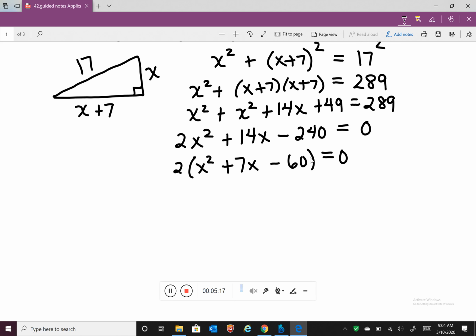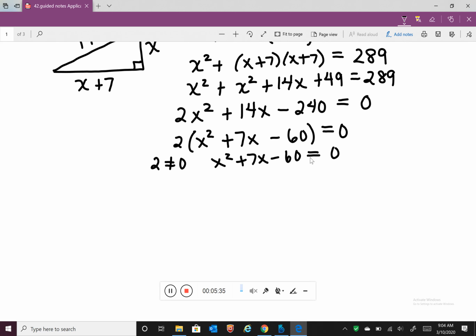And if we look at this 2, we could either divide by 2 or simply notice that it is impossible for 2 to equal 0. Therefore, x squared plus 7x minus 60 has to equal 0. And this is factorable. I want you to take some time. Oops, I made a mistake here. Sorry about that. That's actually 120, isn't it? There we go. Okay. So 120 has a lot of factors.